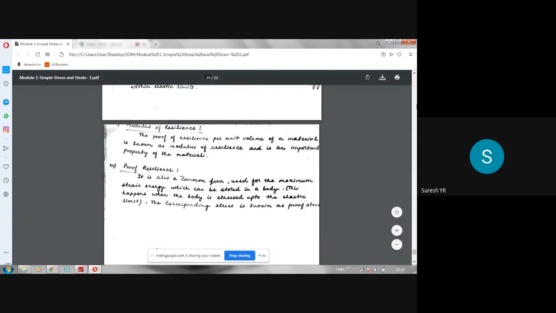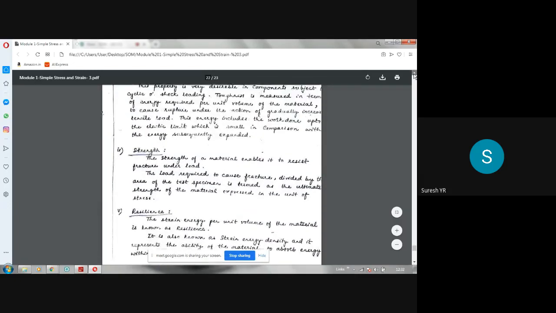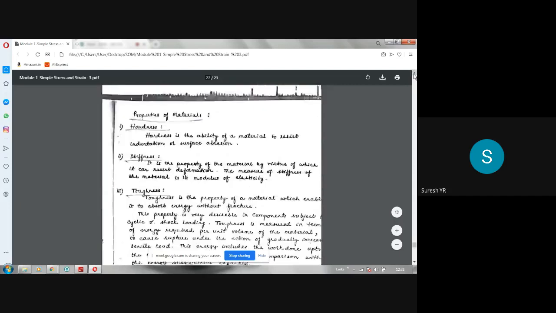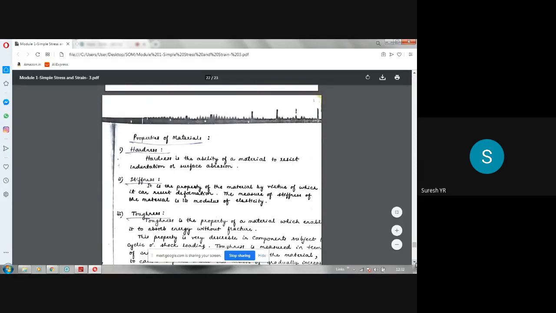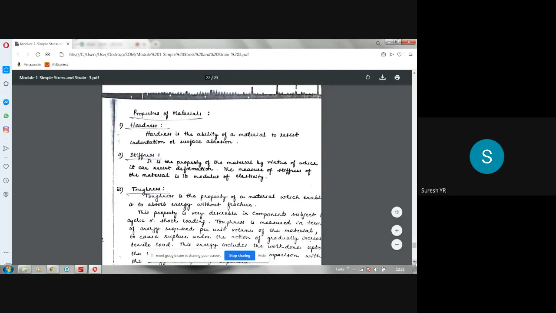Now lastly, I want to explain some terms which are used in strength of materials. I have already explained brittleness and ductility. There are some more terms used in explaining the properties of materials. The first one is hardness. Hardness is the ability of a material to resist indentation or surface abrasion.